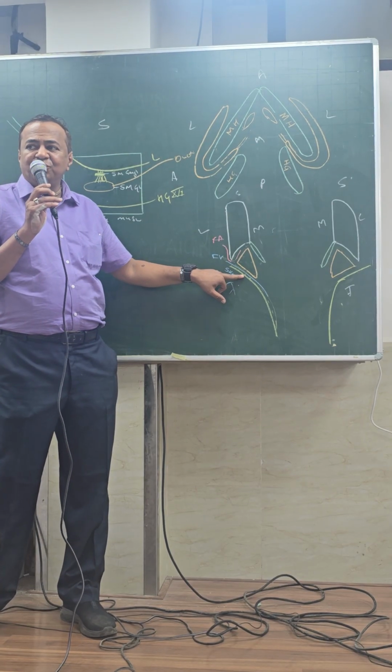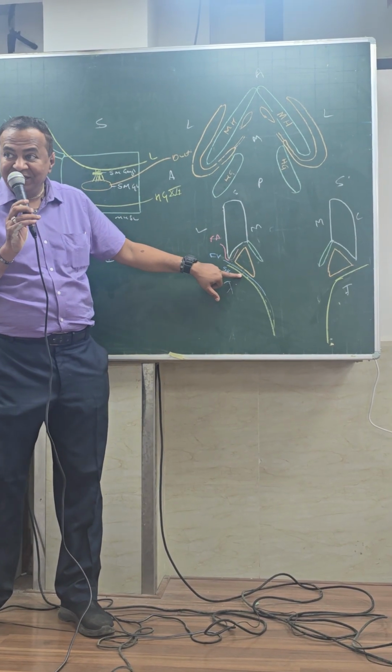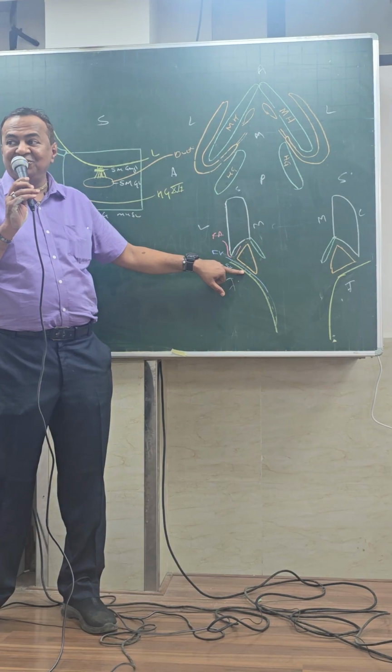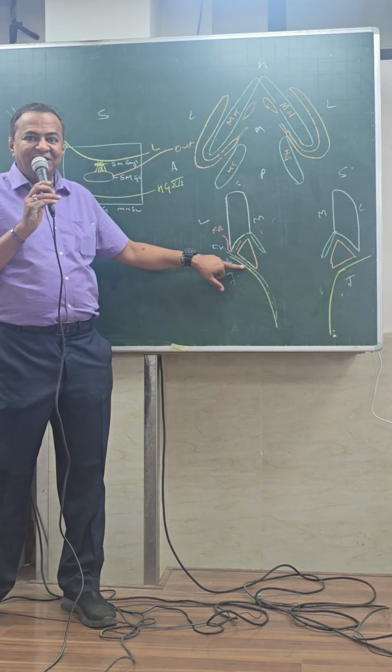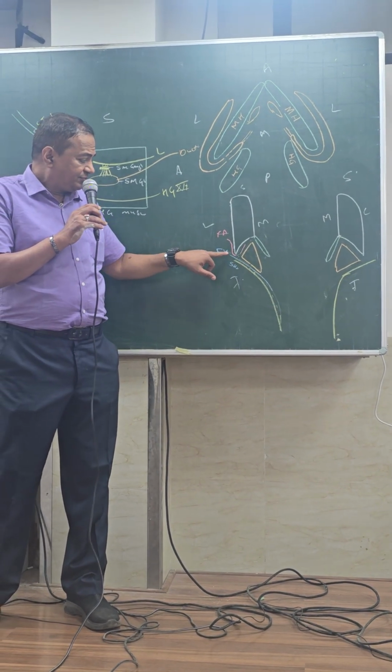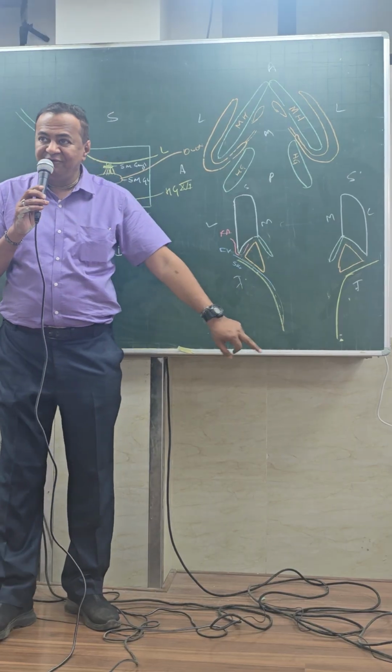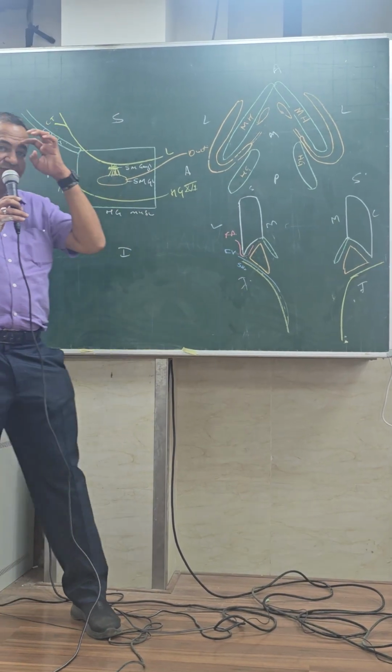The inferior surface is related to skin and superficial fascia containing platysma, the cervical branch of the facial nerve, and the facial vein. So that's the relation of the superficial part.